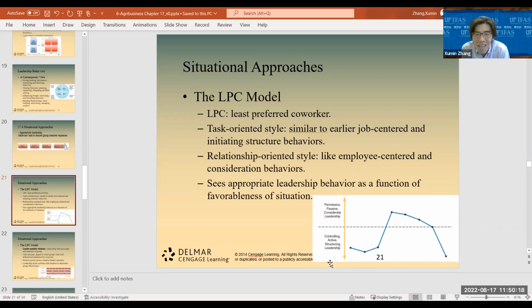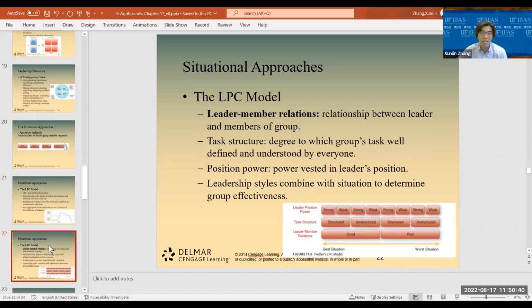And then we talk about relationship-oriented, I would say people-oriented, employee-oriented, or here they call it permissive, passive, considerate leadership. What this tells us is they focus on the relation. The situational elements are the relation, the task structure, and the position power, those three. The leader-member relation, and then you understand what that means.